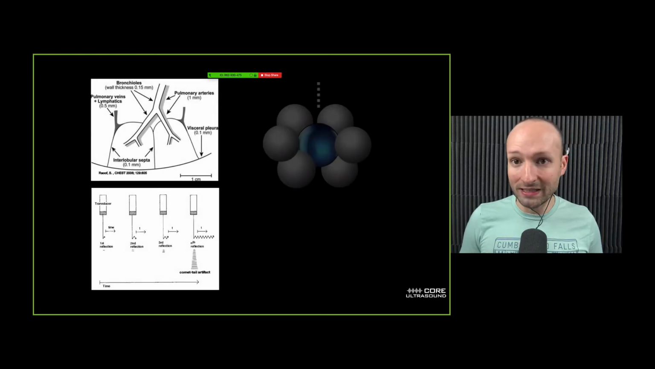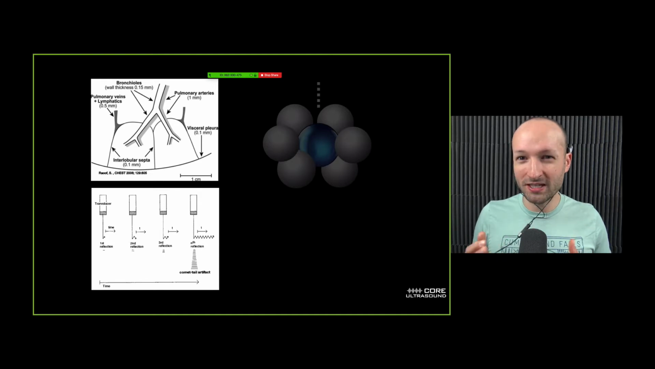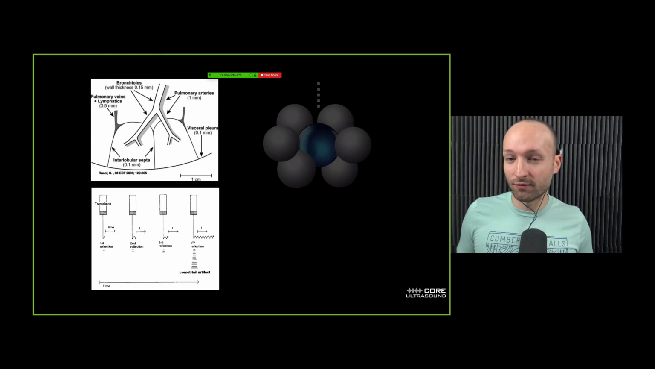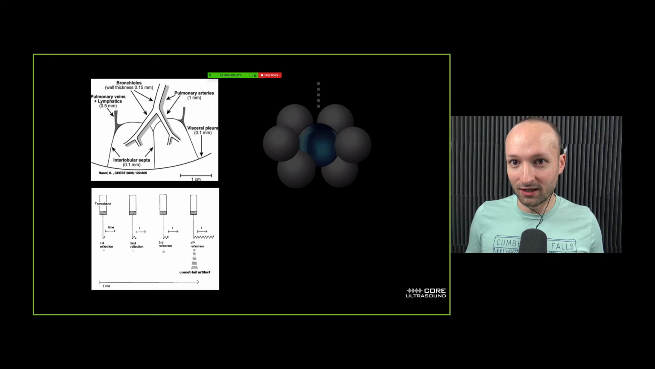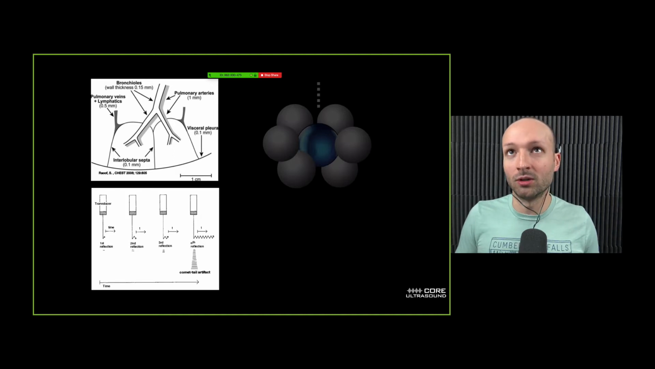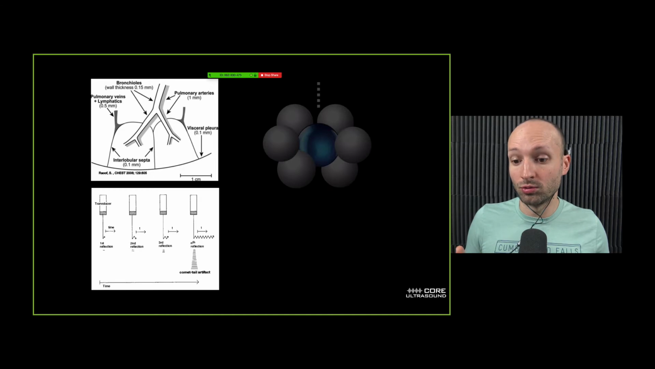Now, as far as how B lines are generated, there are basically two main theories. The theory on the left here is the thickened interlobular septa theory. It's one kind of theory. I don't necessarily agree with it, just because there hasn't been any experimental evidence to prove it.